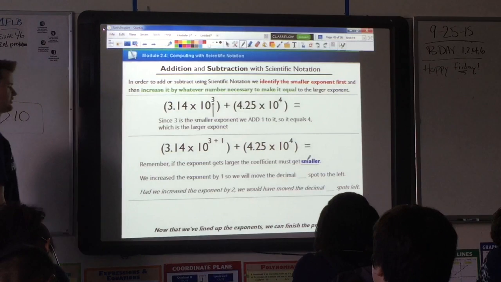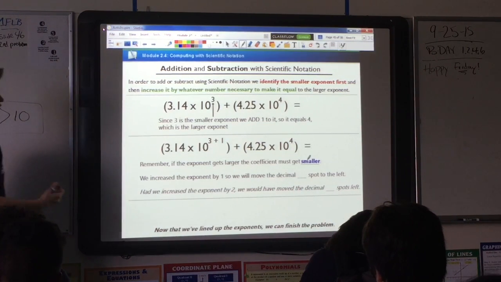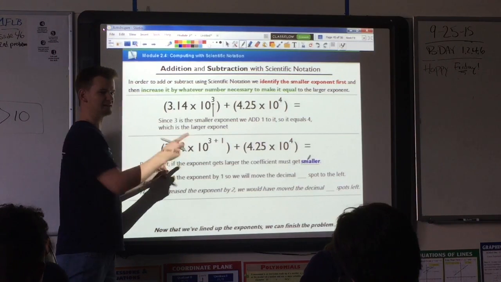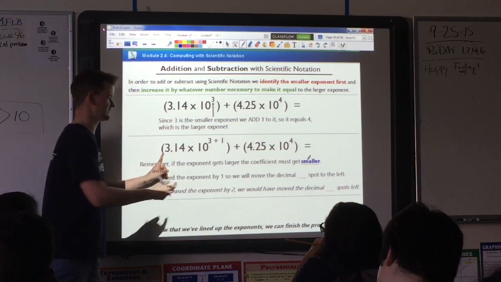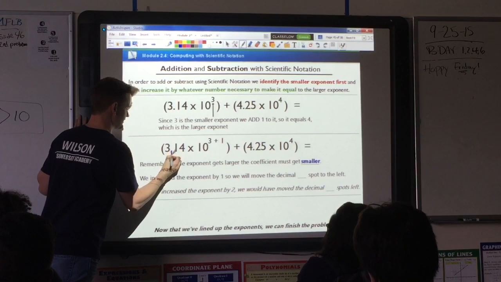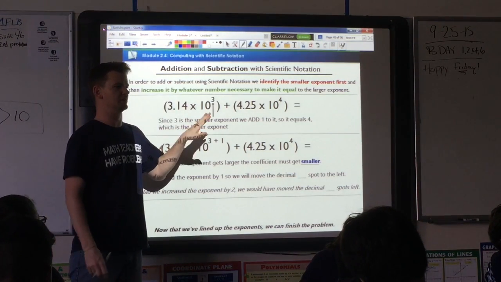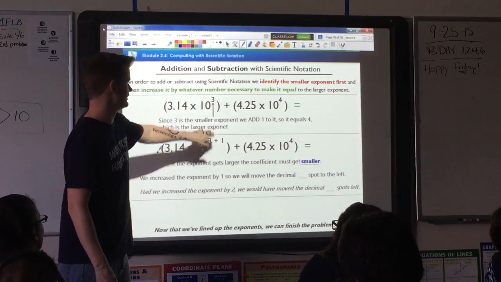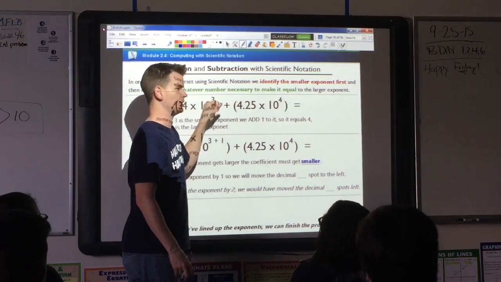If we add 1 to 3, that means that the exponent got larger. So what has to happen to this coefficient? It gets smaller. If the exponent gets larger, the coefficient must get smaller. We're going to move this 1 time. And notice that this is before we do anything. We're not adding, we're not subtracting. Before you do anything, with addition, later on subtraction, you must line up the exponents first.